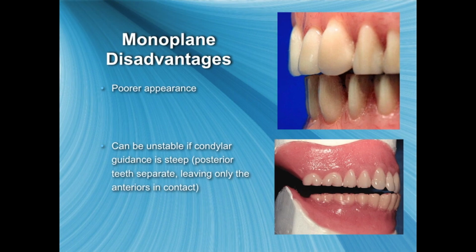Some dentists believe that the monoplane occlusion is a panacea for all cases, but there are some disadvantages to using a monoplane occlusion. For most patients, the maxillary teeth having no cusp results in a poorer appearance. And if the patient has a very steep condylar guidance, there's going to be a huge separation of the posterior teeth, with potential tipping of the denture caused by the anterior disclusion of posterior teeth.